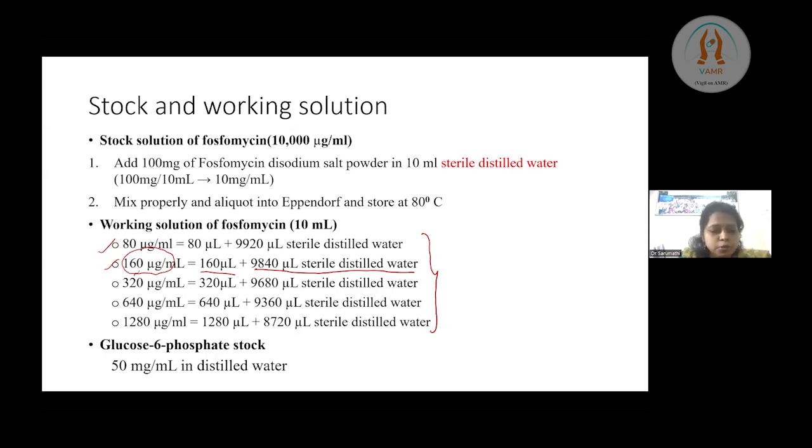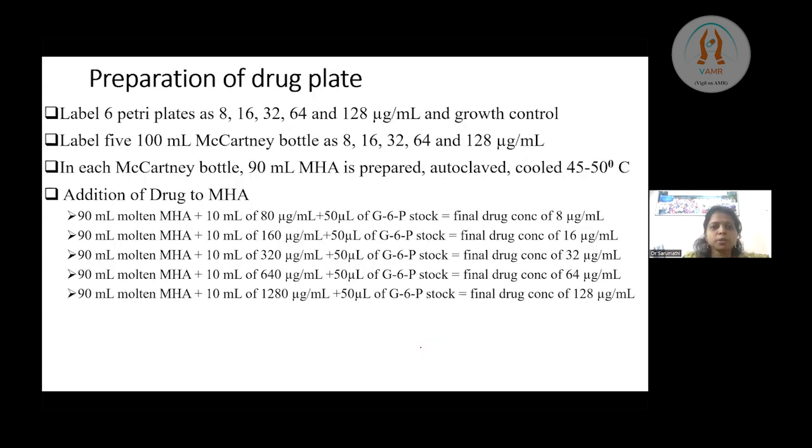The glucose 6-phosphate stock is to be prepared by measuring 50 milligram of glucose 6-phosphate and adding it in 1 ml of distilled water, and this is the stock solution for glucose 6-phosphate. So we have now prepared the working solution of phosphomycin from the stock solution, and we have also prepared the glucose 6-phosphate stock solution. Now going to the preparation of the drug plate.